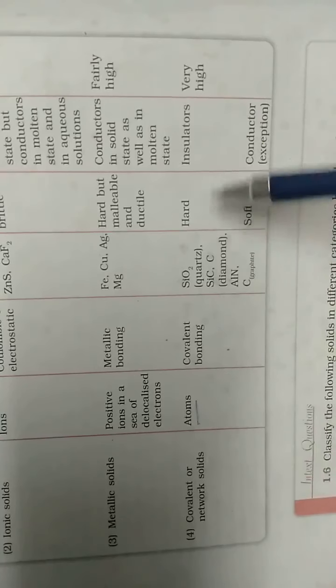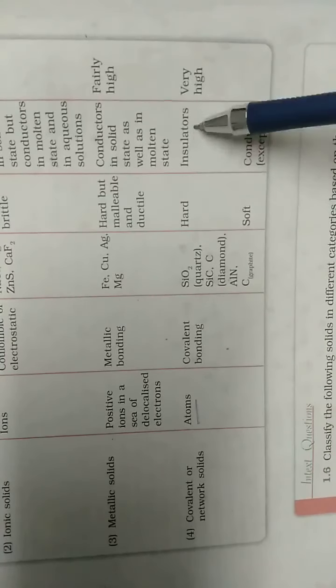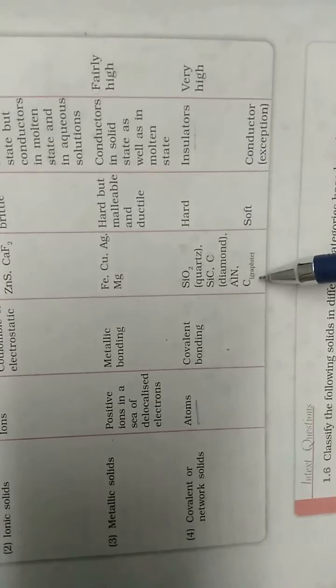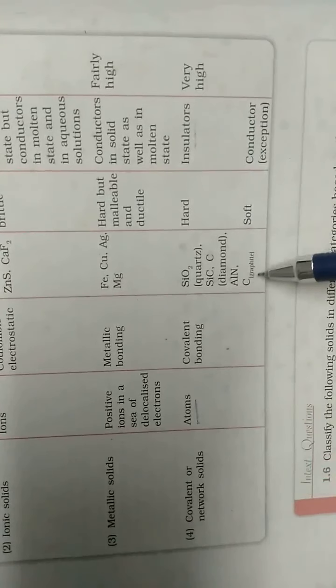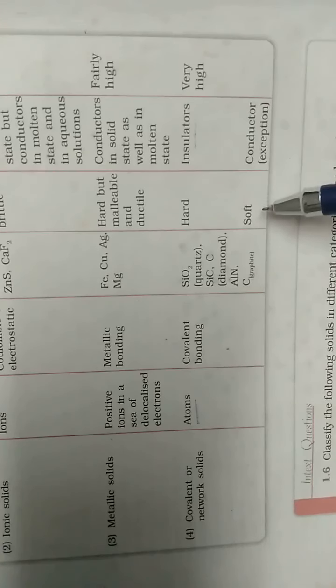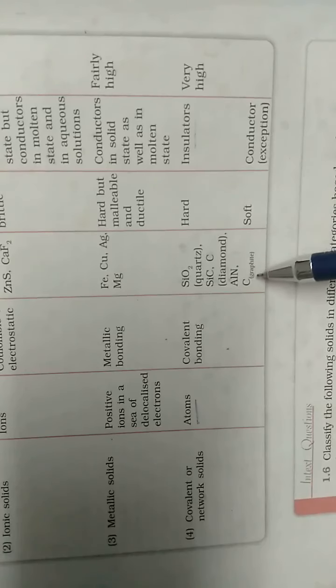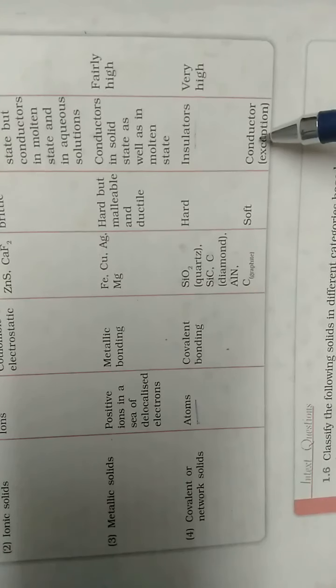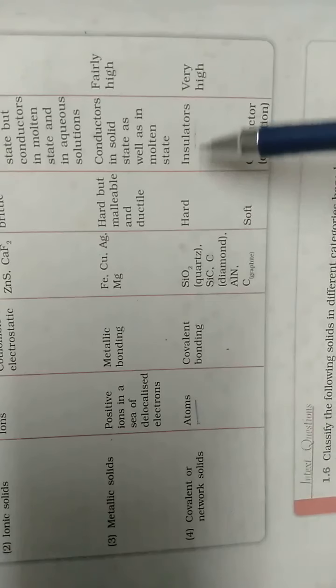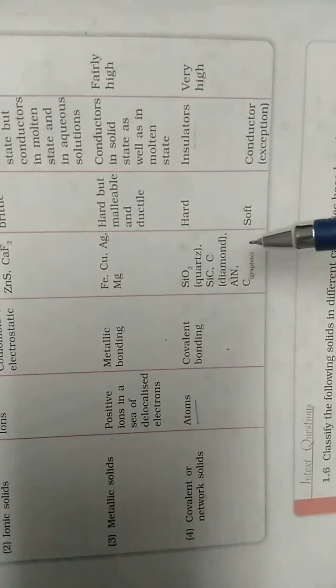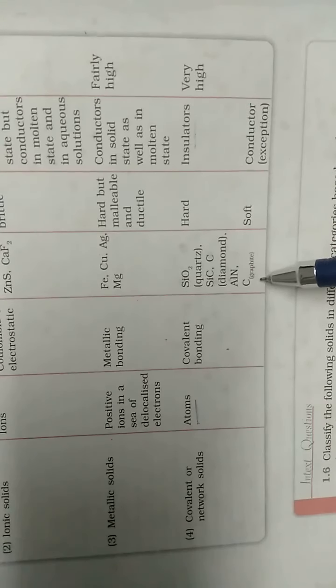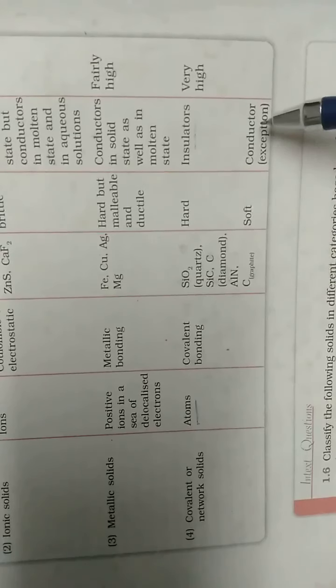See, what is a covalent solid? It is hard and an electrical insulator; they do not conduct electricity. But it is exceptional in the case of graphite. Graphite is a covalent solid, but it is soft and a conductor. So why is graphite soft and a conductor? Normally covalent solids are hard and electrical insulators, but it is exceptional in the case of graphite.